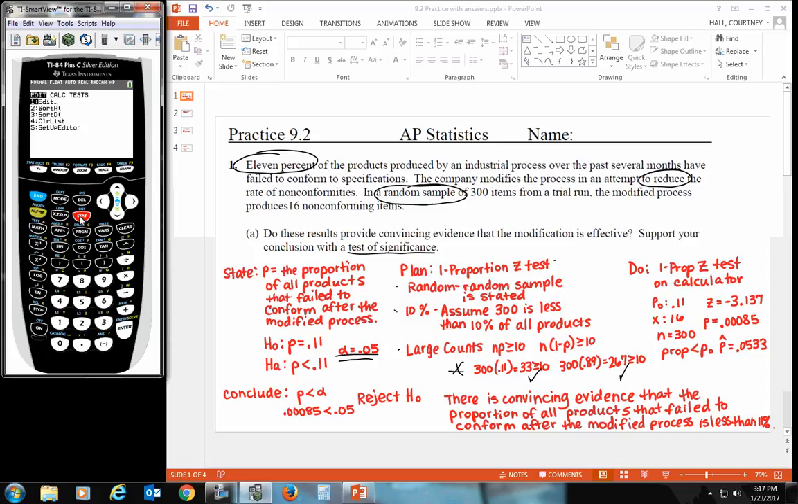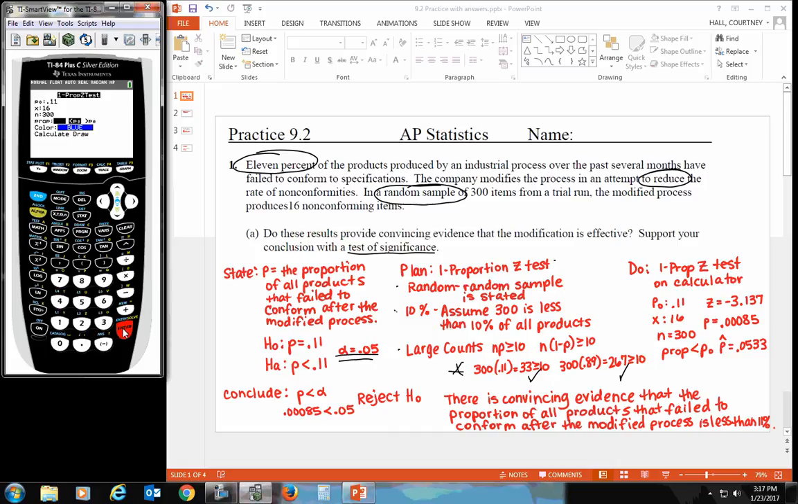So I'm going to go to stat, over to test, and our 1 proportion Z test is number 5, okay? And so it's requiring that we enter the hypothesized proportion, which is 0.11. X from our sample is actually 16, and they're taking it out of a sample size of 300.